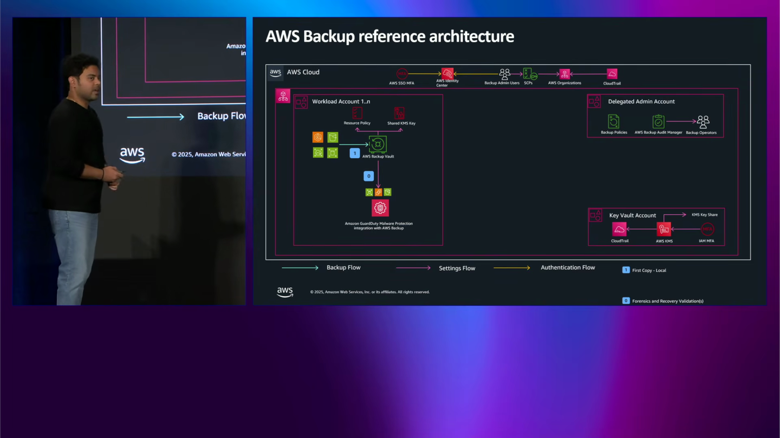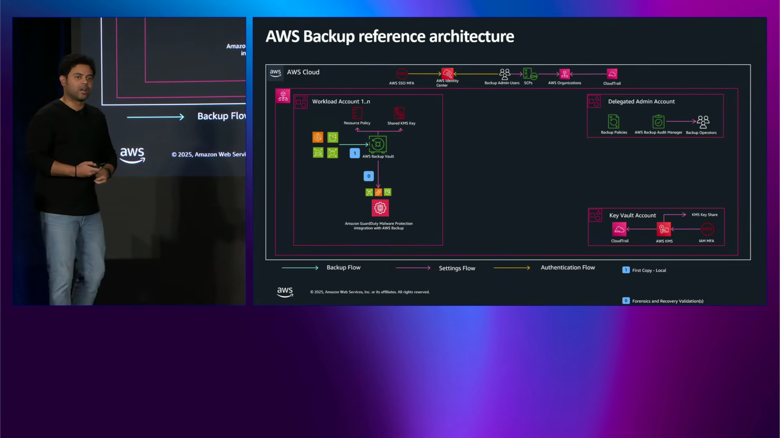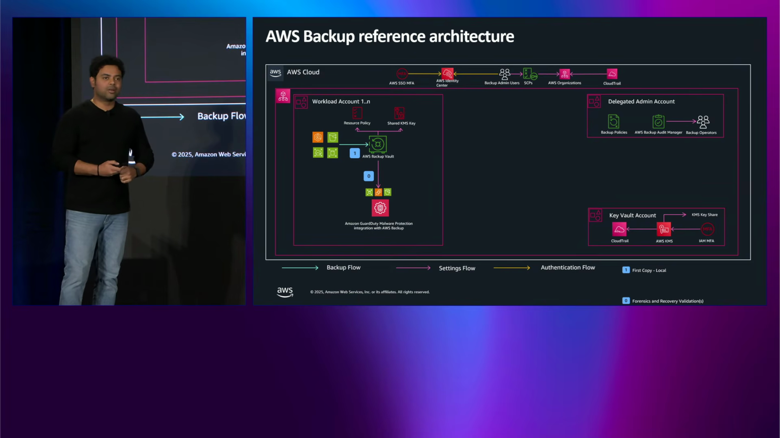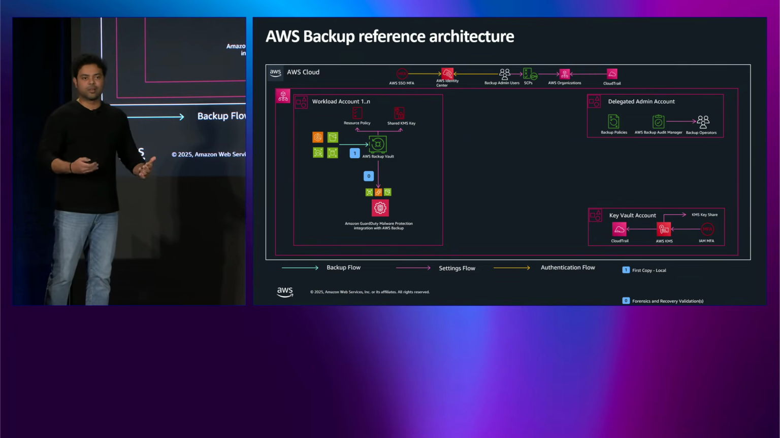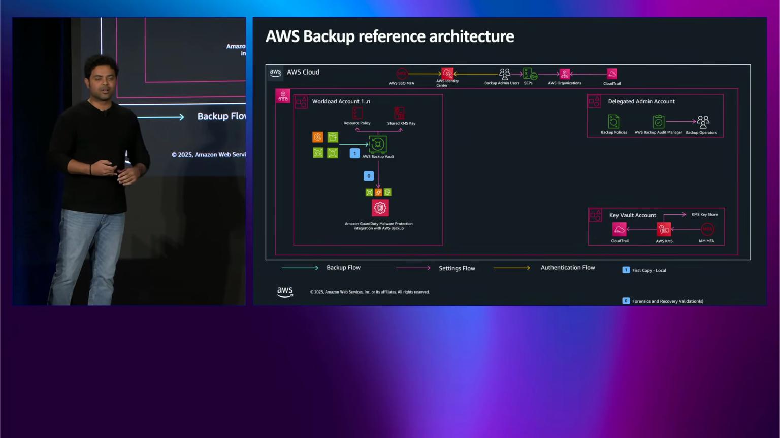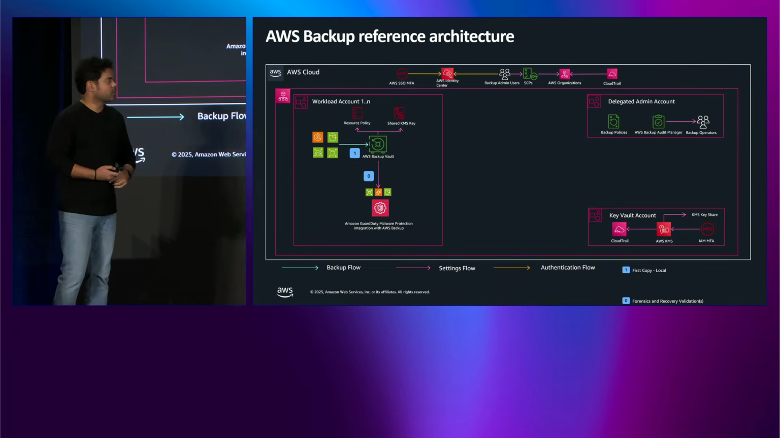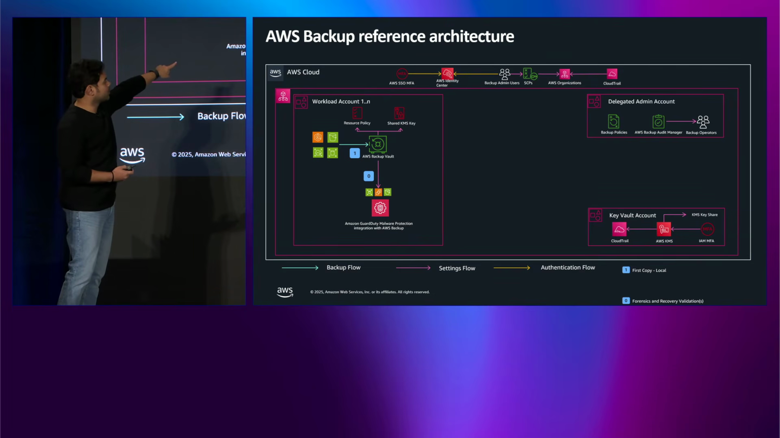AWS Backup also has native integrations with Amazon GuardDuty. And essentially, GuardDuty has the capability of running real-time scanning and analysis of all of your backups to detect if there was any malware or if there are any things that require further attention from your side. So that is what you see as the part of zero, which is forensic and recovery validation of this whole backup architecture.